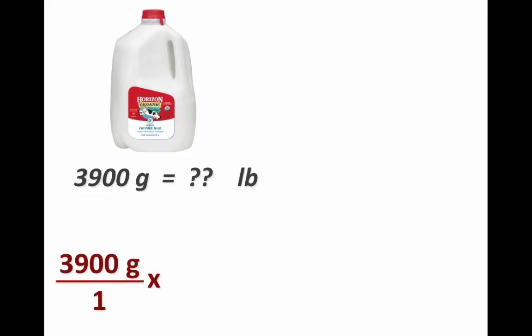So, back to our gallon of milk. We want to convert 3,900 grams into pounds. To solve this problem, let's start by writing down what we know, or the given, as a fraction. That's 3,900 grams over 1. Notice that we always include the units, or the dimensions, since we are analyzing the dimensions to solve this problem. Next, we insert a conversion factor that will cancel these units.